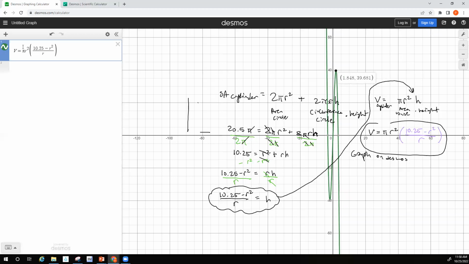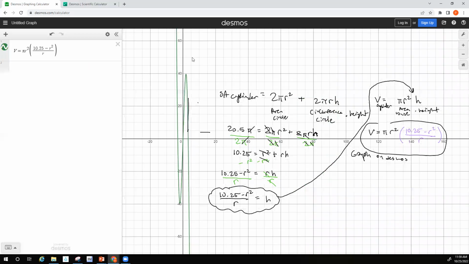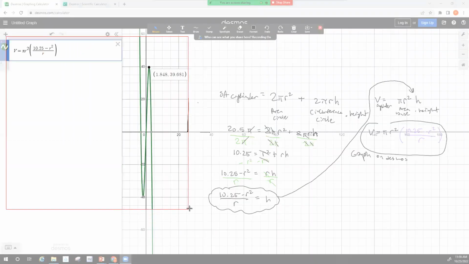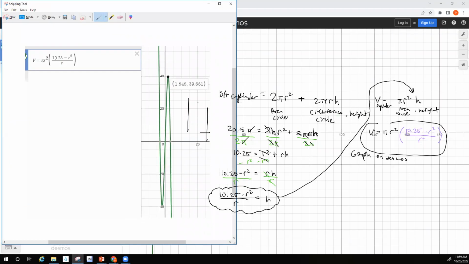So our R, remember, is the X. So our R is going to be 1.848. That's the R that will give us the biggest volume, 39.681. Okay, 1.848 or 1.85. So there we go. I'll put this over here. Take a picture. There you go. Put in the notes.